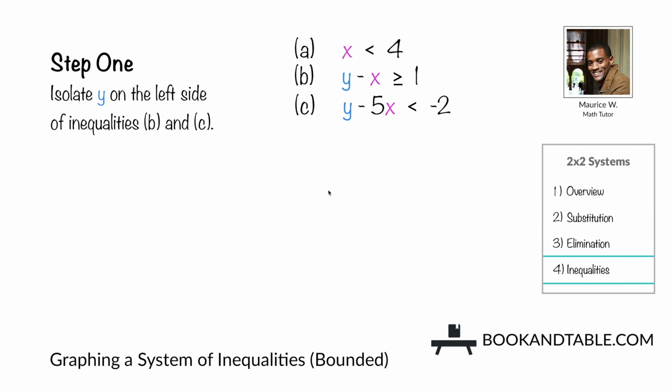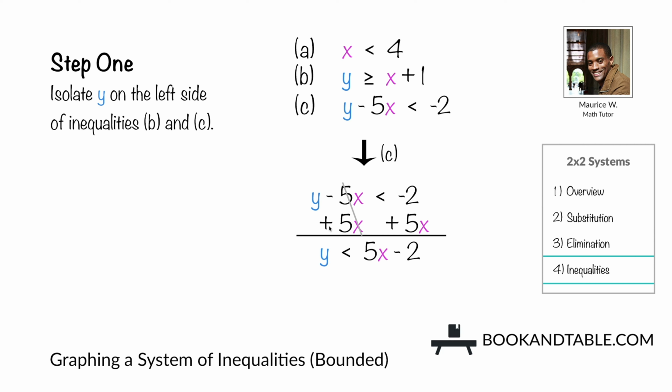So step 1, isolate y on the left side of inequalities B and C. There's no y in A, so we'll skip A for now. So for B, we'll start by adding x to both sides, giving us y is greater than or equal to x plus 1. So we'll write inequality B with this expression. And we'll repeat the process for C. So we'll add 5x to both sides, giving us y is less than 5x minus 2. So we'll rewrite C with this expression.